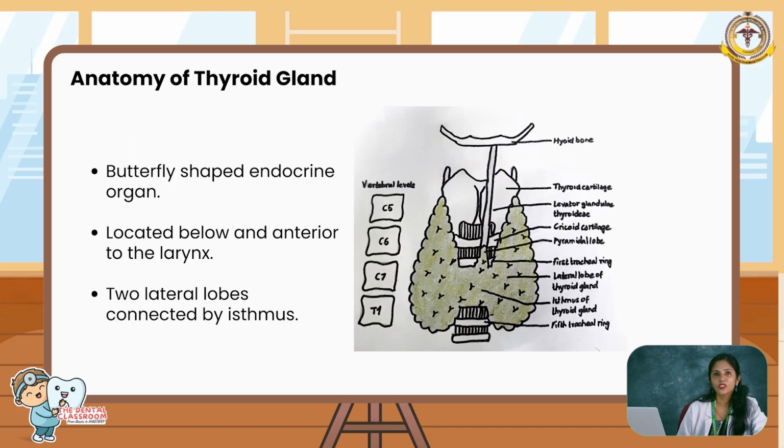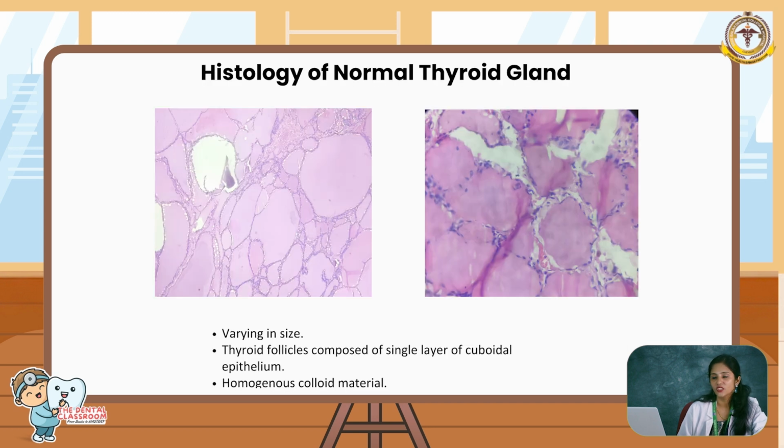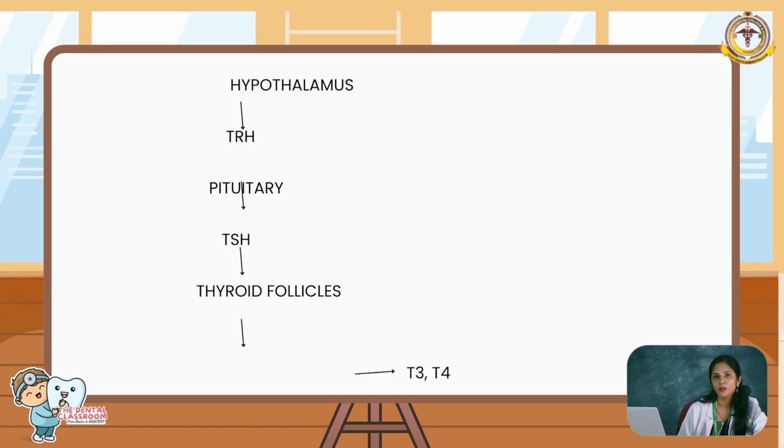Before going into the topic, let's see a few basic things: how the anatomy of the thyroid gland looks. The thyroid gland is a butterfly-shaped organ. It has 2 lateral lobes connected by a small part called the isthmus. It is located below and anterior to the larynx. In histology, it has thyroid follicles of varying sizes. Look at this picture: the individual follicle is lined by low cuboidal epithelium, filled with homogeneous colloid material.